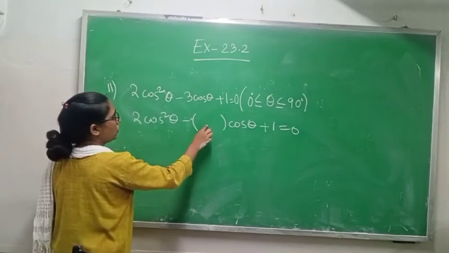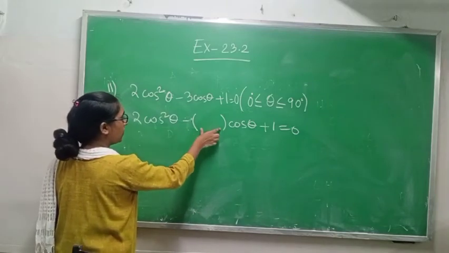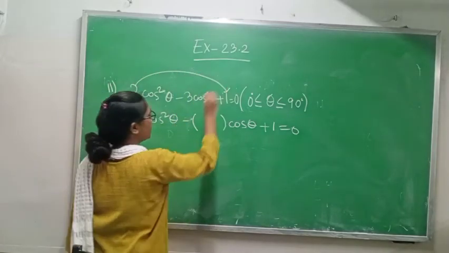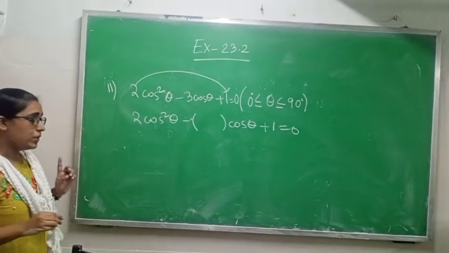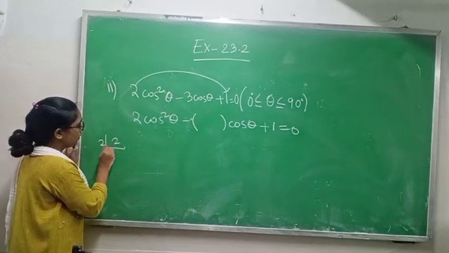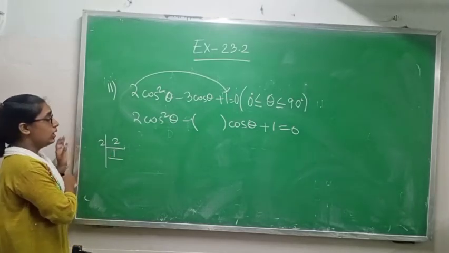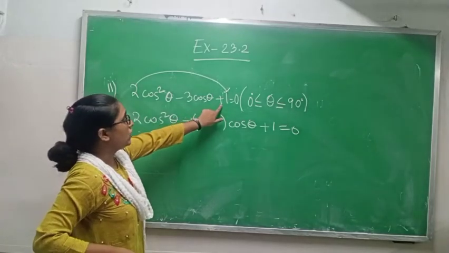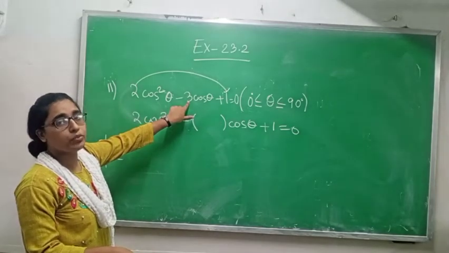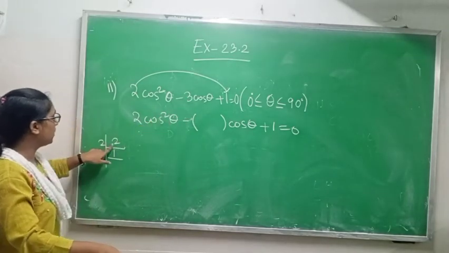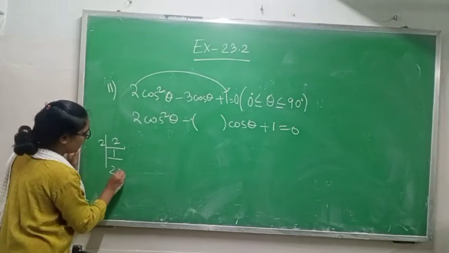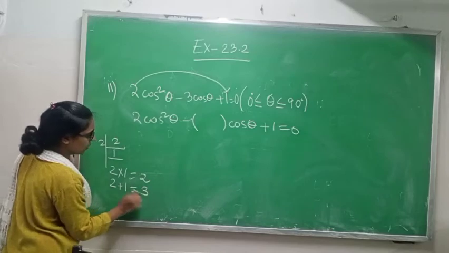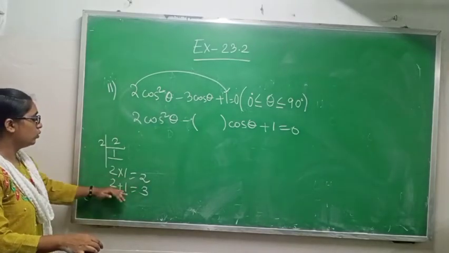Now you have to write two numbers so that the product is 2 ones are 2. Means you take the LCM of 2 and 2, and 2 ones are 2. So 2 and 1 only. After multiplication you must get 2 and after addition you must get 3. This is the rule of middle term factor. If you multiply 2 into 1 you get 2, and 2 plus 1 you get 3. Yes or no? So 2 into 1 is 2, 2 plus 1 is 3.